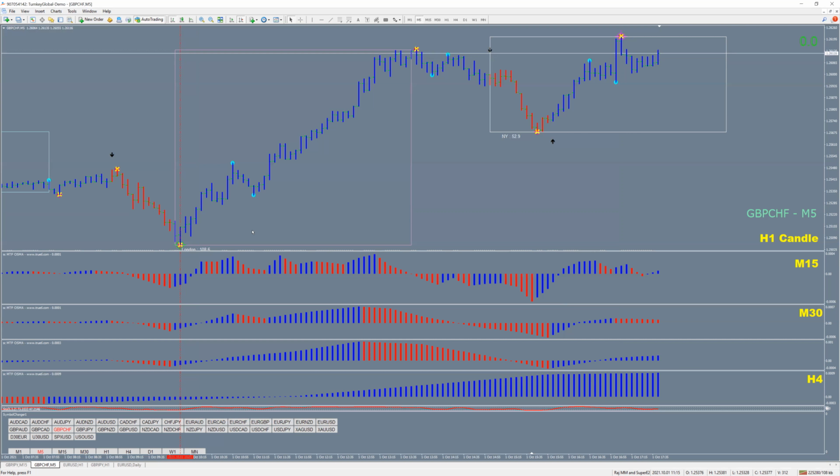Right. But I mean, yeah. Small. You can't adjust a 0.01, unfortunately, unless you have a micro account where you can go below the 0.01.